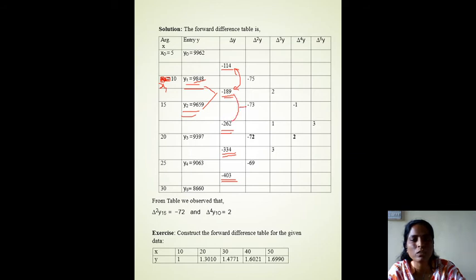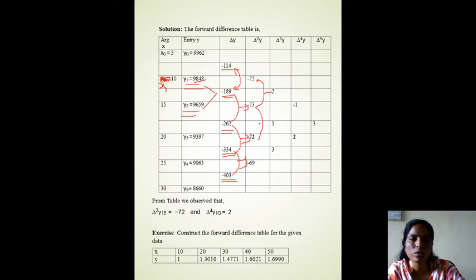The difference of these two you will get minus 73. The difference of these two gives you minus 72. And the difference of these two gives you minus 69. Next column is for delta cube y, again differences of these differences. So these two, minus 75. First take minus 73 minus minus plus 75, and the difference of these two is plus 2.